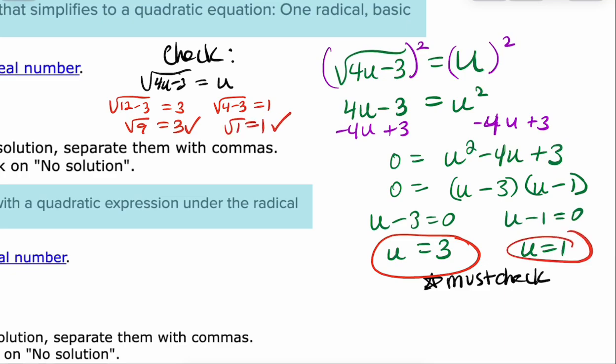Now, there are times where you go to plug them back in and both of them fail this test. So you would say no solution. Sometimes when you go to plug it back in, one of them will work, but one of them won't. Don't be fooled. The fact that both of them work, that doesn't always happen. So always take the time to just check it, whether you check it in your head or with a calculator. Just make sure you check it. Any questions about that example? Are we okay with that one?